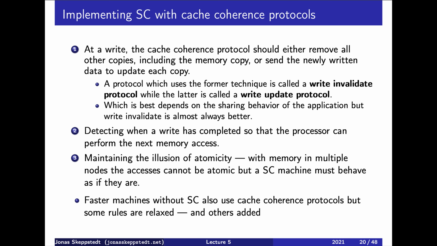If in the future some CPU that did not have a copy also wanted the copy, it should get it from the memory and not from another cache, since it doesn't know which caches have a copy. So these two main approaches are called a write invalidate protocol or write update protocol.